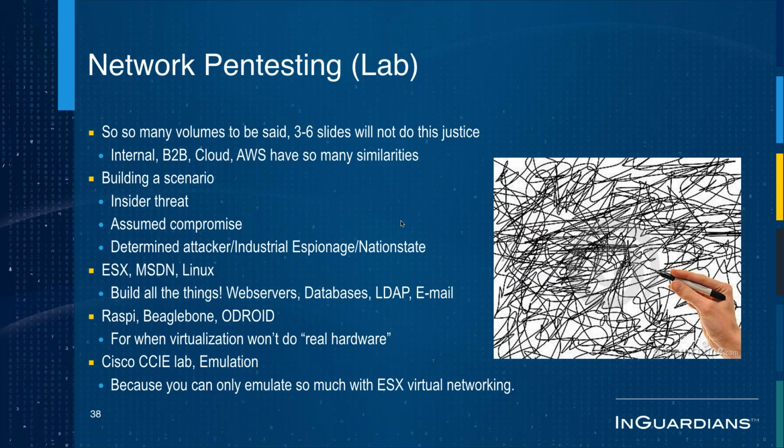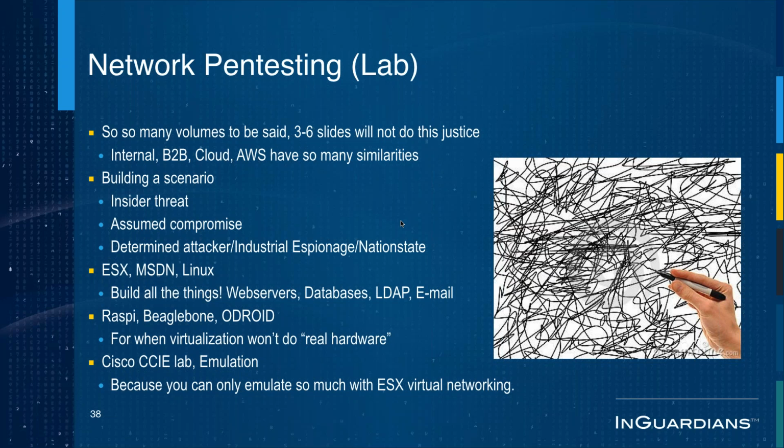But I see network pen testing to be both internal, business-to-business, cloud, you know, in all its varieties, AWS, you name it. But the infrastructure in many cases is the same. What does the scenario often look like? You're working from an insider threat or assumed compromised, or some sort of determined attacker, industrial espionage, or, quote, nation state. And I think that nation state line is starting to blur a little bit.